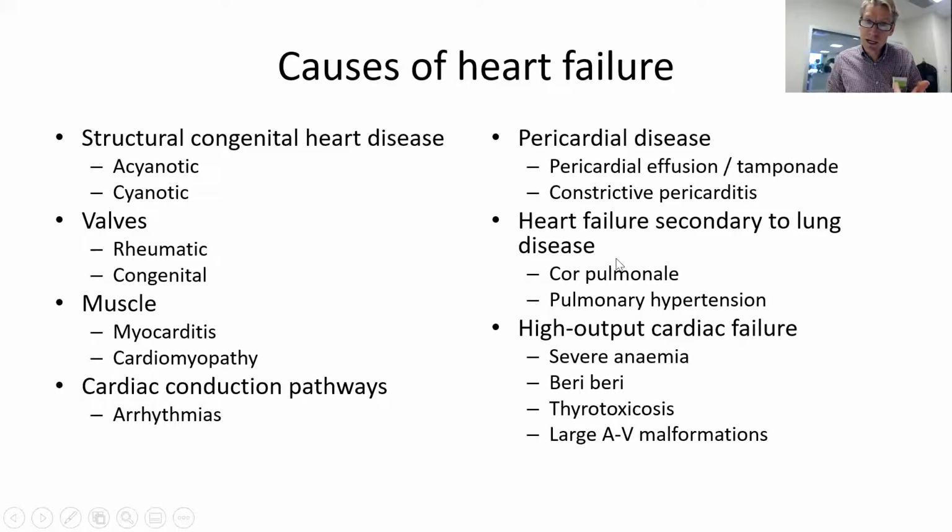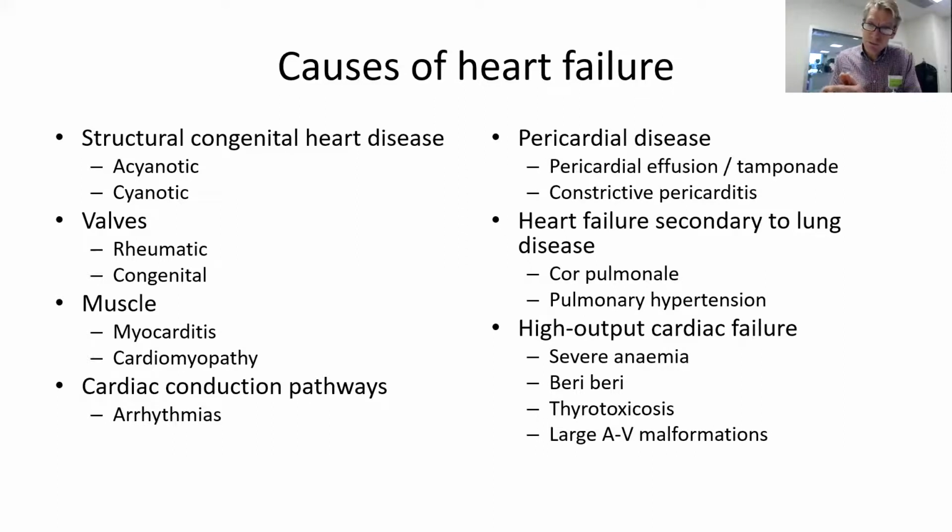And then there's heart failure secondary to lung disease, and that's quite common, isn't it? Because you've got children who've got acute pneumonia and secondary heart failure, or children with chronic lung disease, and they can have secondary heart failure, or children with pulmonary hypertension from whatever cause, and they will have right heart failure because of the pulmonary hypertension.